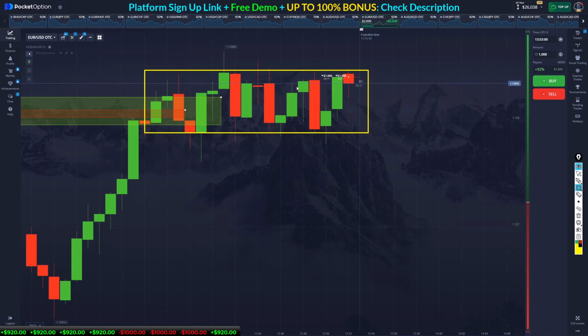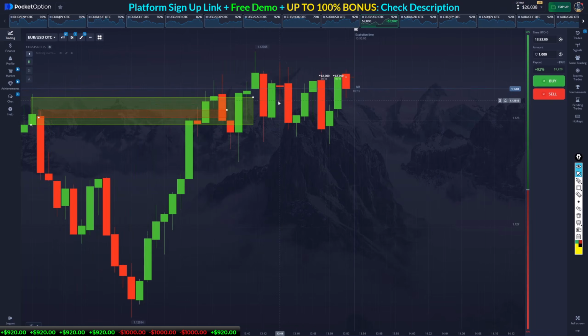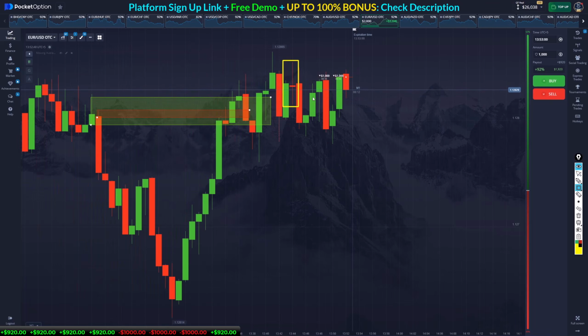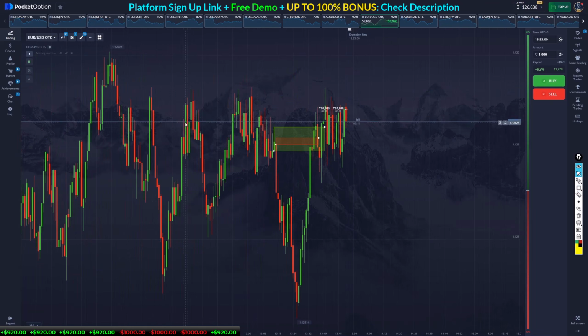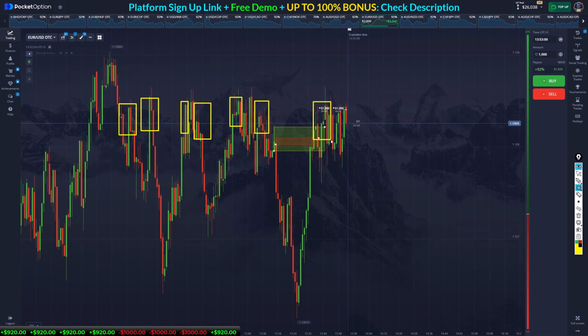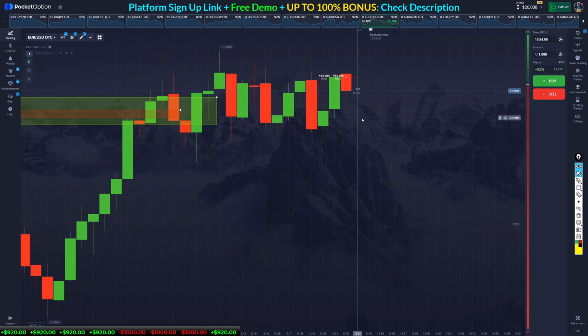See? Ranging market in small. Spinning candle at the middle. Resistance area in big picture. And we are in the direction of the market.